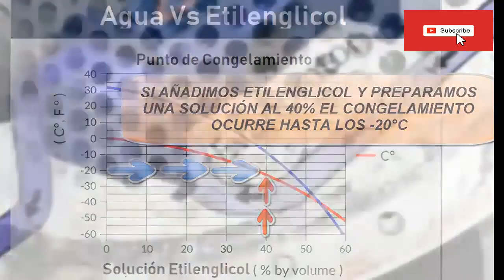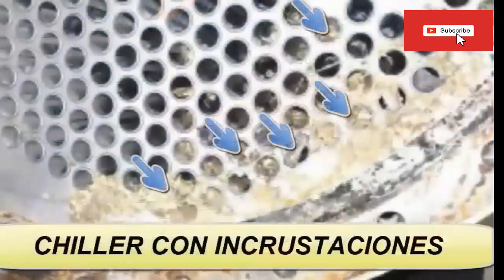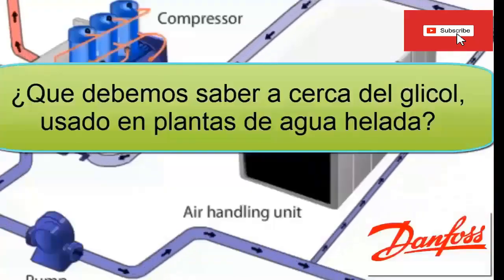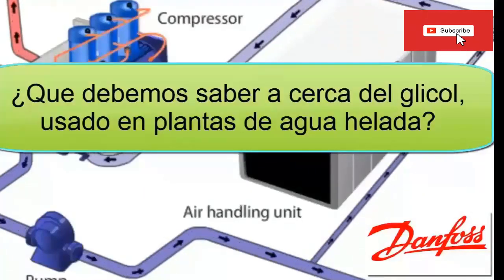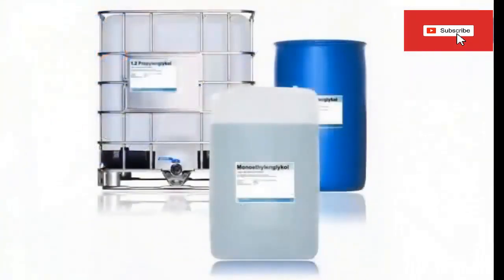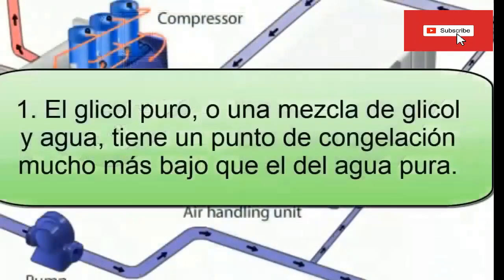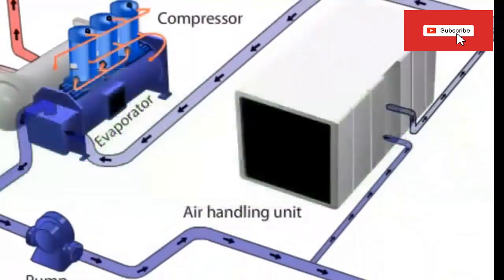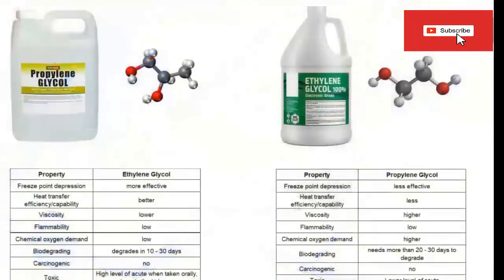Now we are looking at an exchanger with scale problems due to poor treatment of the water in the circuit. Here is what we should know about the glycol used in chilled water plants. Next we are going to list the main characteristics that we must know. 1. Pure glycol or a mixture of glycol and water has a much lower freezing point than pure water. 2. Glycol-based chillers are best suited to low-temperature outdoor environments.